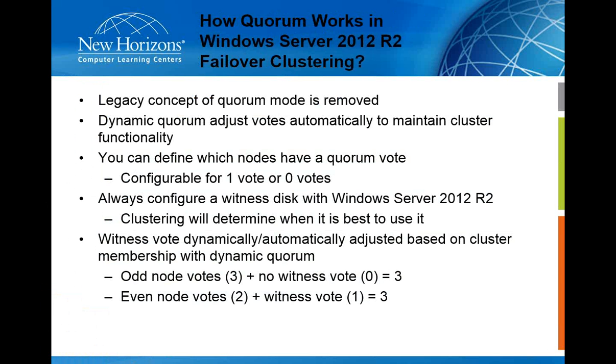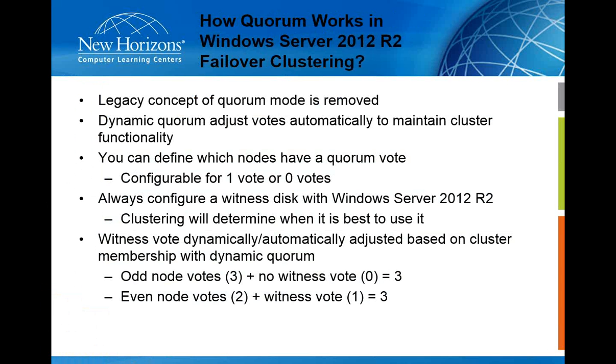When you configure a cluster in 2012 R2, dynamic quorum is selected by default, but witness votes are adjusted dynamically based on the number of voting nodes in the current cluster membership. So, for example, if a cluster had an odd number of votes, the quorum witness doesn't get a vote. If the number of nodes is even, then the quorum witness gets a vote.